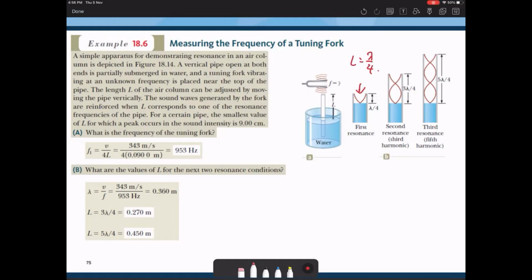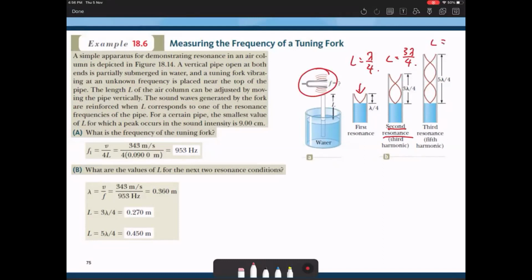And then when you raise the tube, the water level is lowered, it would become the next resonance. We call it the second resonance. The second resonance for a tube open at one end and closed at the other would be the third harmonic. It would be the third harmonic because here, L is equal to 3 lambda over 4. The lambda in this case would be exactly the same because it comes from the same tuning fork. Frequency is identical.